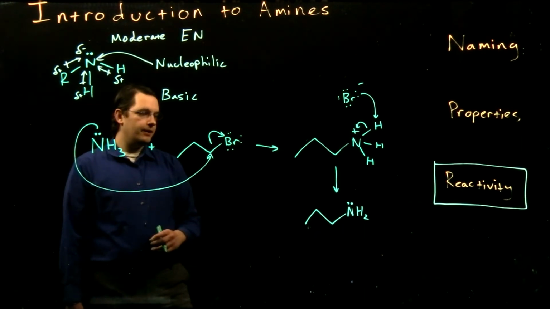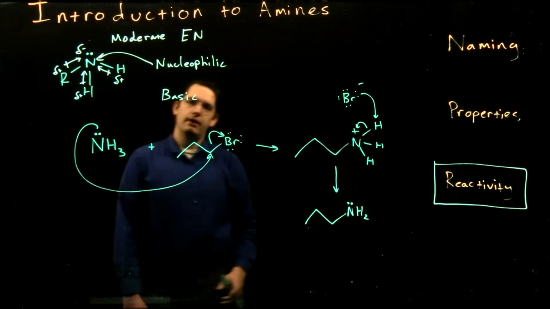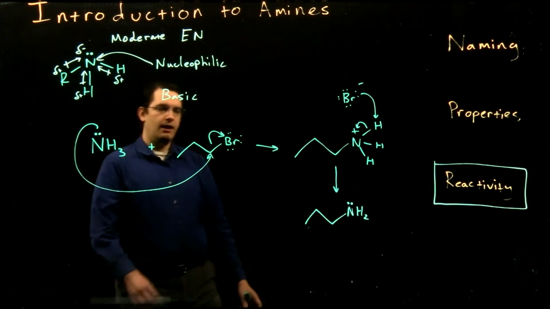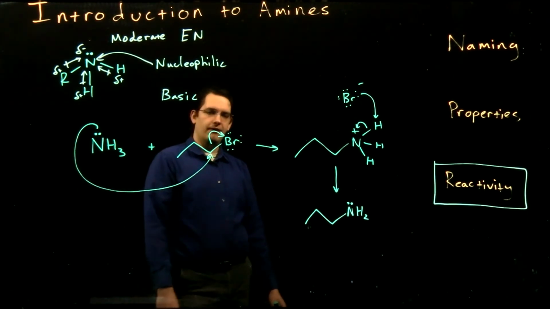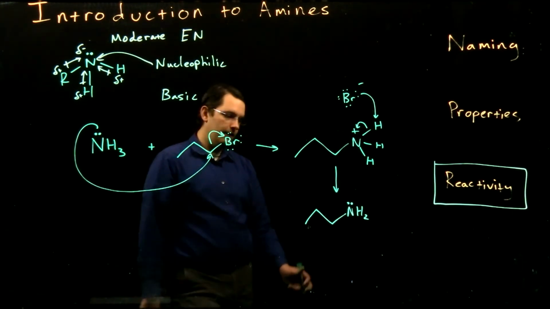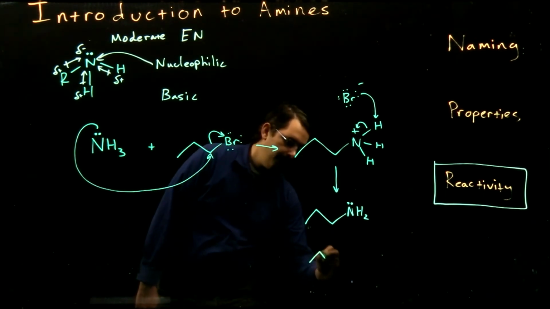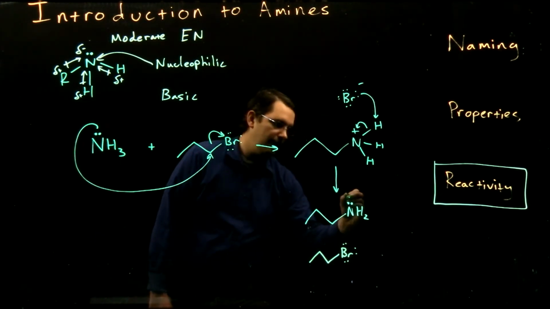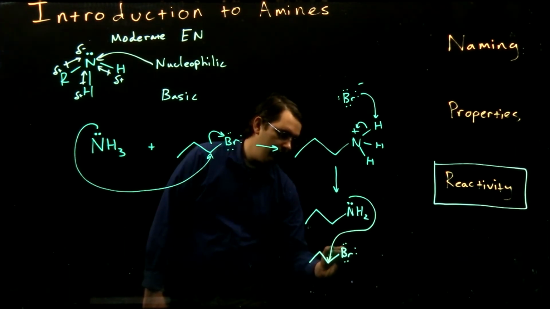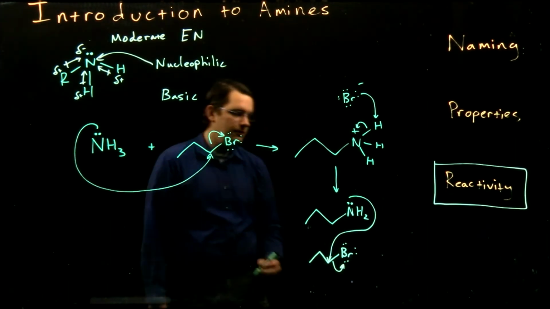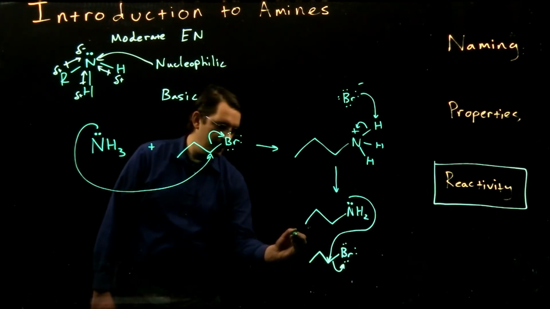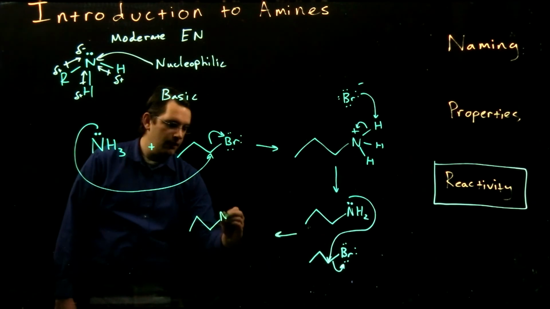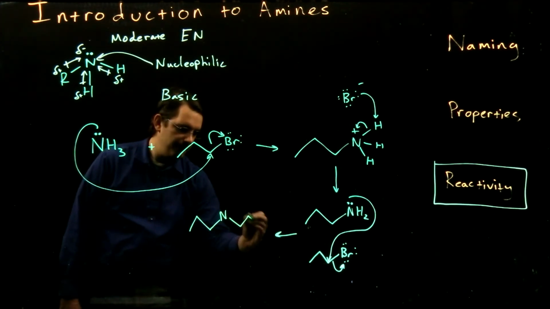However, the problem that I have here is that my primary amine is still a pretty good nucleophile. So if I have my primary amine, and of course I'm still going to have molecules of my bromopropane here in solution, I can actually react again. Right, so I can take that primary amine, attack my electrophilic carbon here, do my SN2 nucleophilic substitution, and now I've gone from my primary amine to my secondary amine.